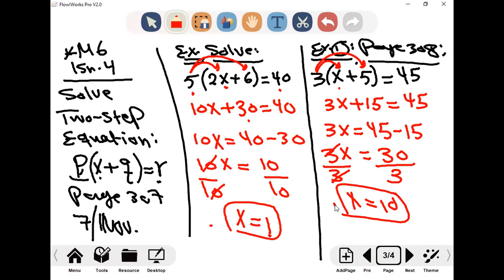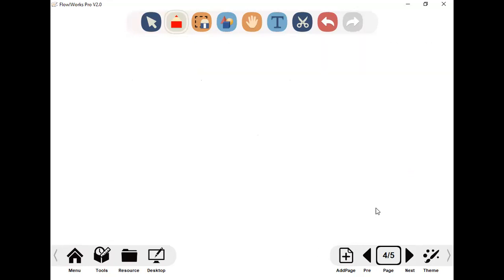Now let's check our answer mentally. Replace x up here by what? By the 10. 10 plus 5, 15 multiply 3. Okay? Done. We understood the idea. Let's do the check together. We are on the check, page 309. One way is enough. Yalla, check.